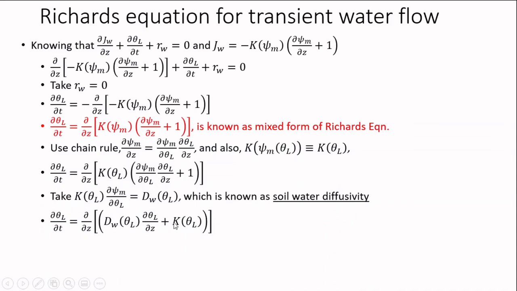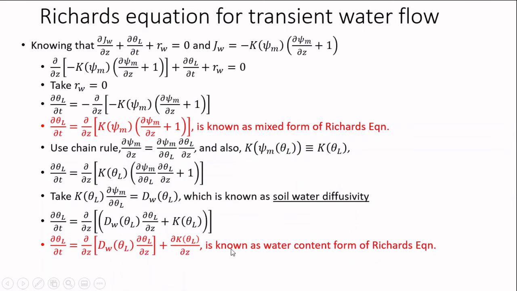And therefore we have a new form of Richards equation, and this new form of Richards equation is known as the water content form of Richards equation. Because why? Because we have water content in the independent variable, and also water content in the dependent variable. So this is called water content form of Richards equation.